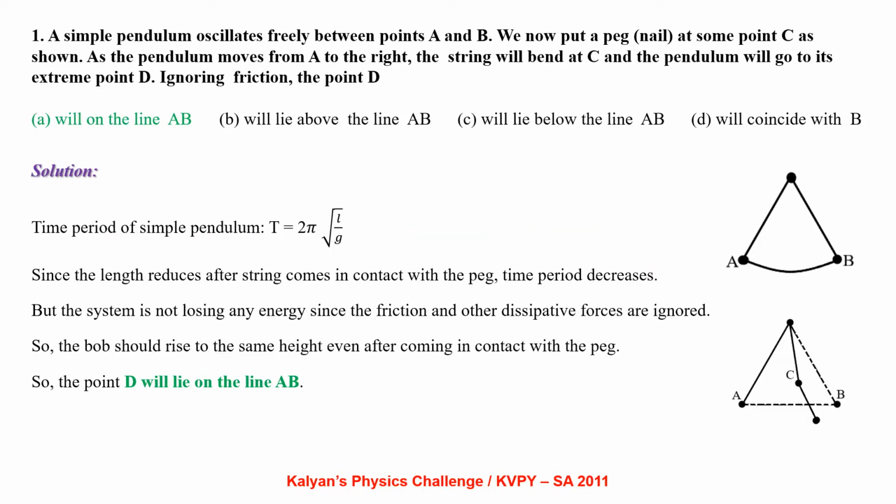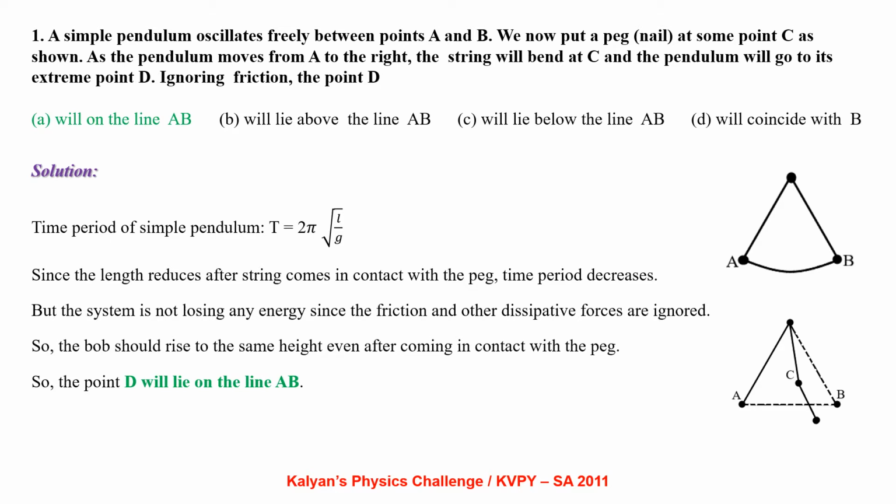A simple pendulum oscillates freely between points A and B. We now put a peg at some point C as shown in the figure. As the pendulum moves from A to the right, the string will bend at C and the pendulum will go to the extreme position D. The point D will lie on the line AB, will lie above the line AB, will lie below the line AB, or will coincide with B.